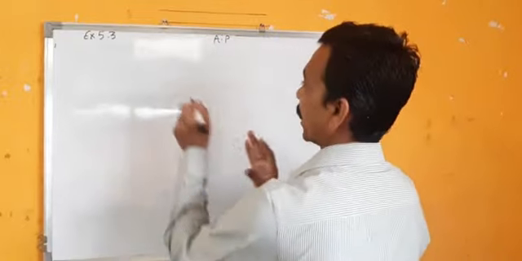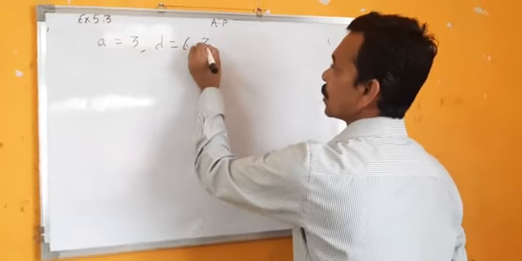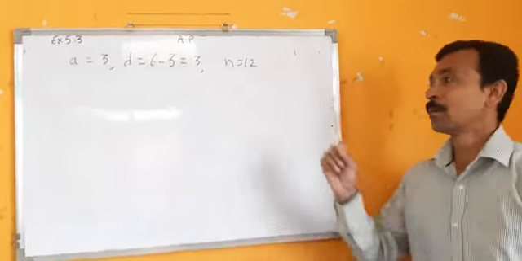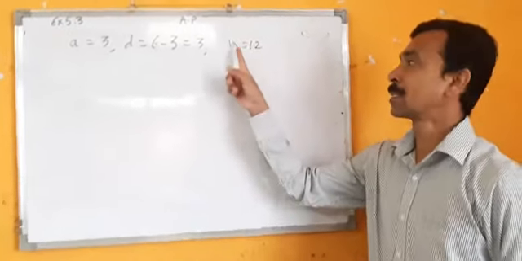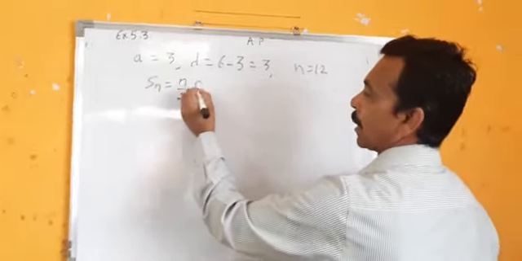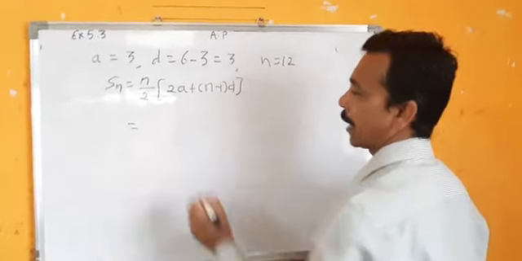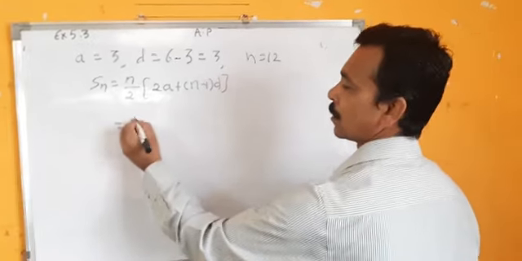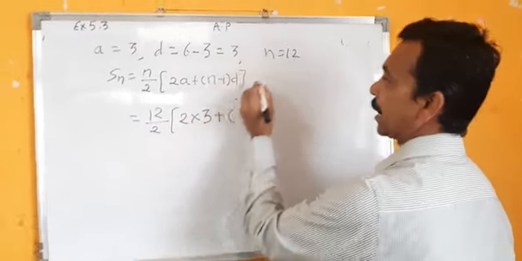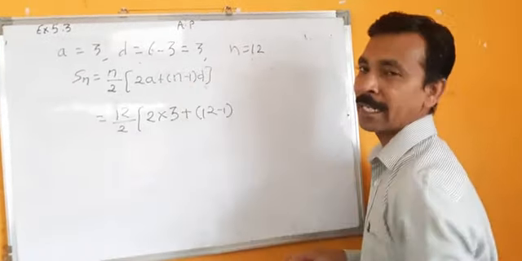Okay, so here A is equal to 3, D is equal to 6 minus 3, which is 3, and N is equal to 12, because the number of classes is 12. Sn is equal to N by 2 into 2A plus N minus 1 into D. How much is N? 12. So 12 upon 2 into 2A means 2 into 3 plus N minus 1, N is 12, into D. What is D? 3.